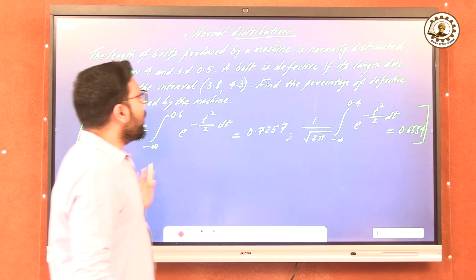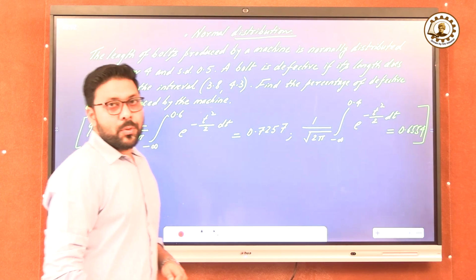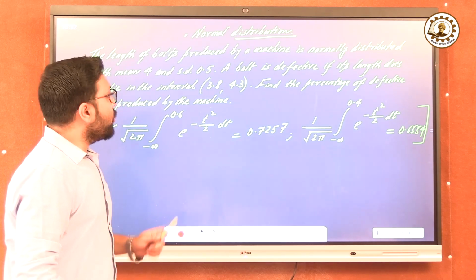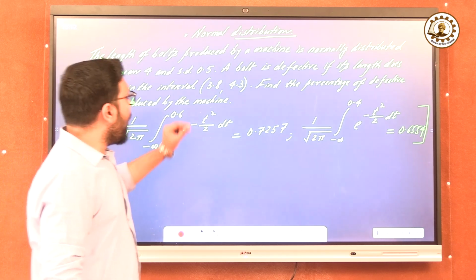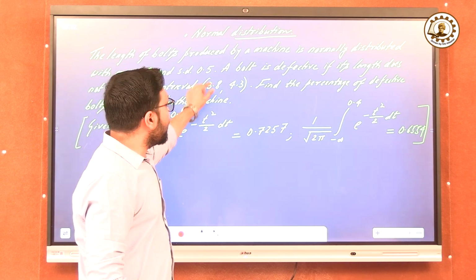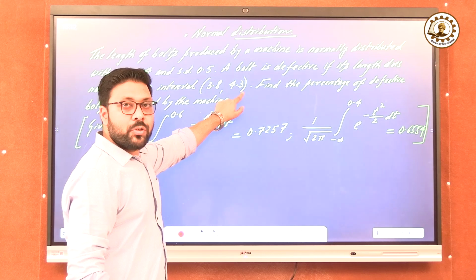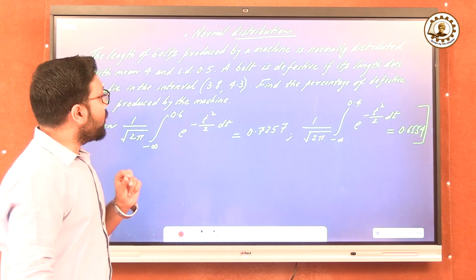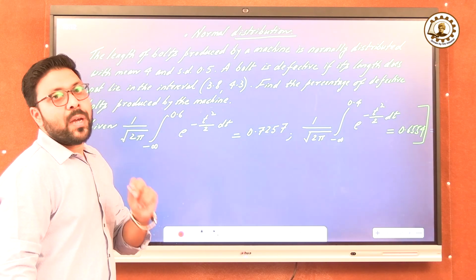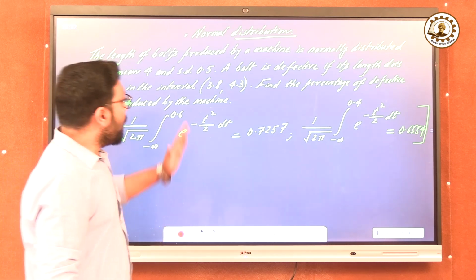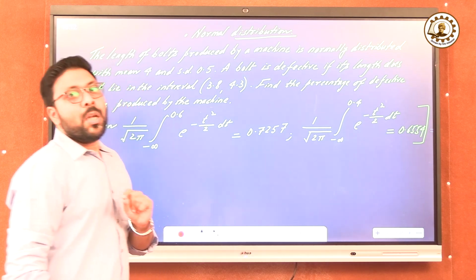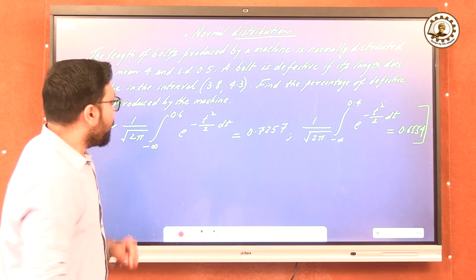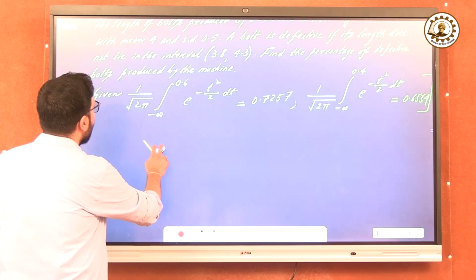So here we are going to use the concept of normal distribution. You need to remember two things before using the normal distribution. That you are not supposed to work with these two values, 3.8 and 4.3. You need to change them to their equivalent standardized values. So first our objective is to change this interval to its equivalent standardized value. So let's start.